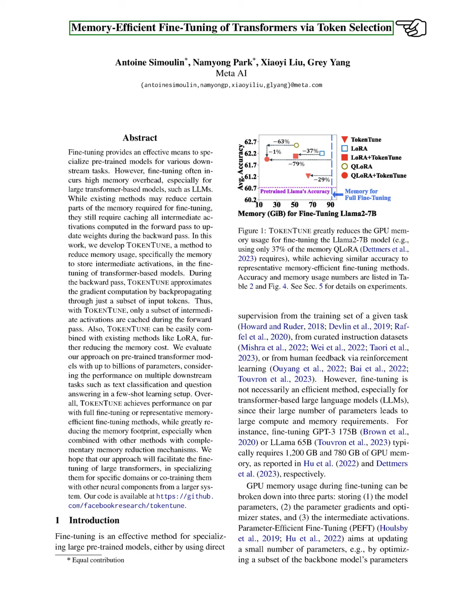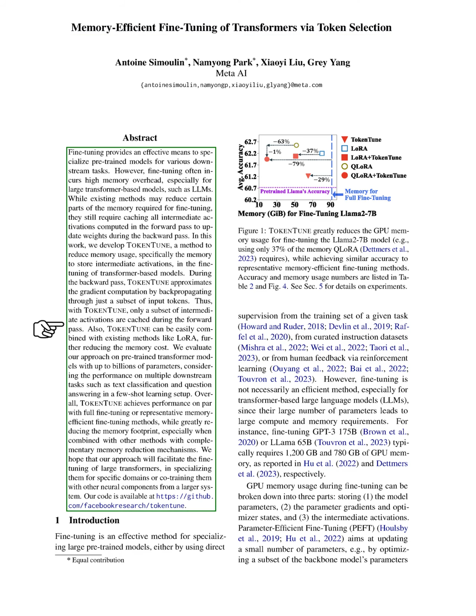Section: Introduction. In this section, we discuss fine-tuning as a method for adapting large pre-trained models. We can use direct supervision from a specific task's training set, curated instruction datasets, or human feedback through reinforcement learning. However, fine-tuning can be inefficient, especially for transformer-based large language models, LLMs, due to their high number of parameters, which leads to significant compute and memory demands.